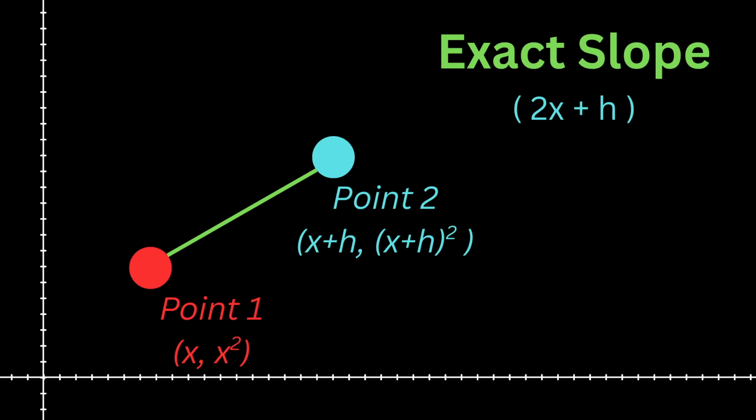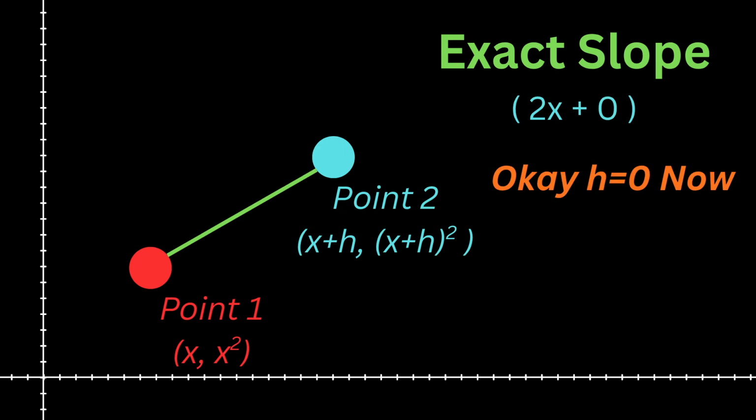You know what I said before, that h was a letter and not 0? You know, I lied. It is 0. Get that thing out of here. 2x plus 0 is the same as 2x.